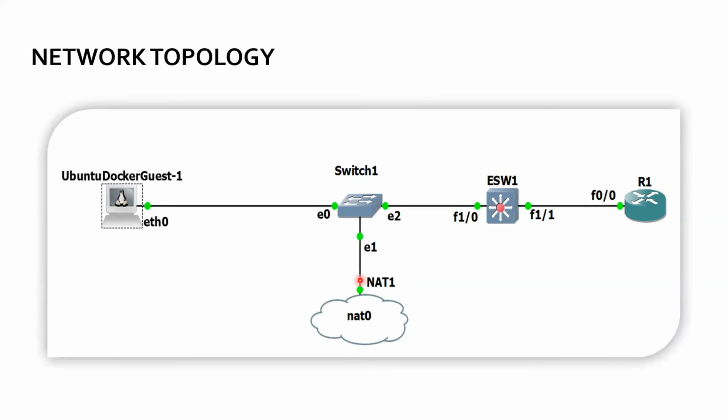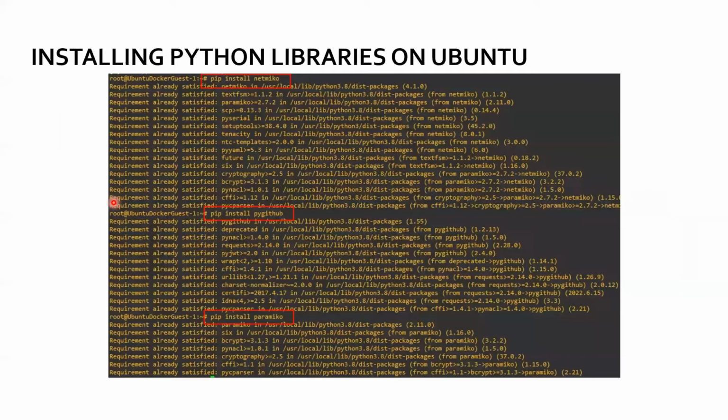library. Now let us see the network topology of the project. So here we have used a Ubuntu Docker and a router which we are accessing. Here is a network switch, and this is a local layer 2 switch, and this is the NAT. So we are accessing the router R1 from the Ubuntu Docker using the Python script. Now my team member Kavya will explain the initial commands which we used on the Ubuntu.